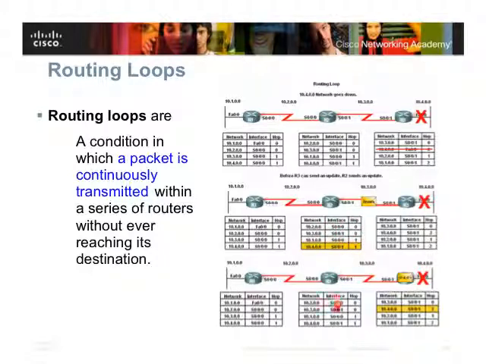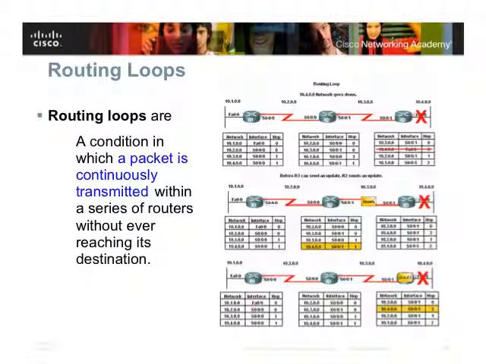The example here shows one of the scenarios that may cause routing loops. What happens here is that this destination network, network 10.4.0.0, went down. So this network has gone down. Let's see what that change might imply and cause, and how it might create routing loops.